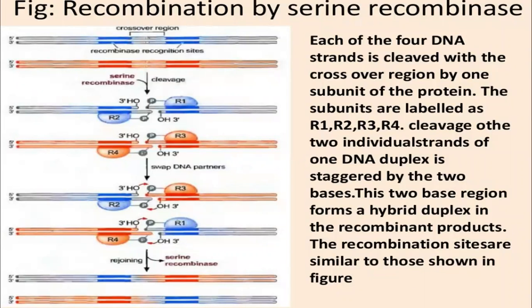Now, if you see, this diagram is totally similar to the previous one. So you have got the crossover region, the recombinase recognition sites are there. So the enzymes will come and bind over there. Now again, the attack is there. You can see it is forming a DNA-protein covalent bond over here, right? Then you have got this 3' OH group free, correct? So after this exchange and all, they can just attack back and rejoin. So what is happening? Eventually it is resulting in the recombination.